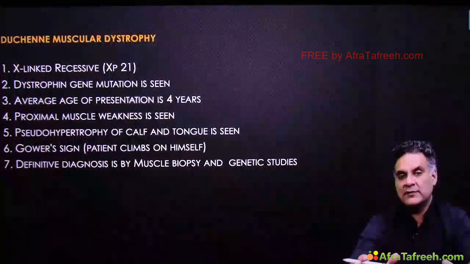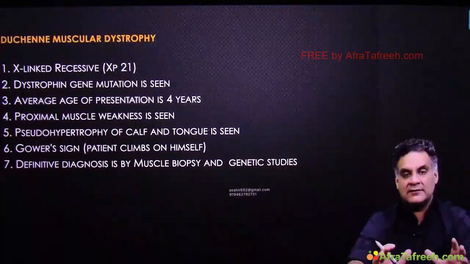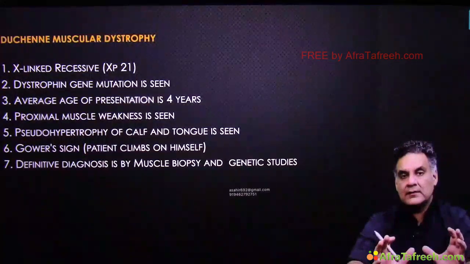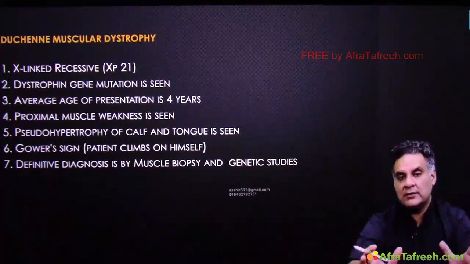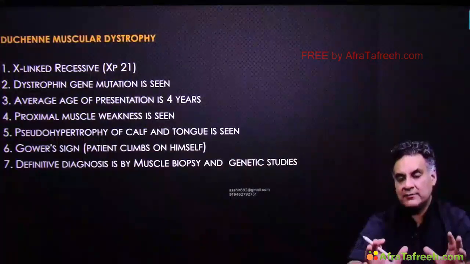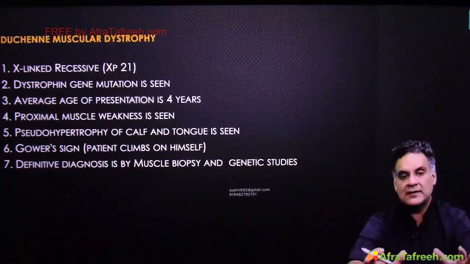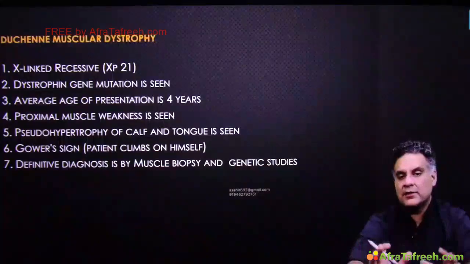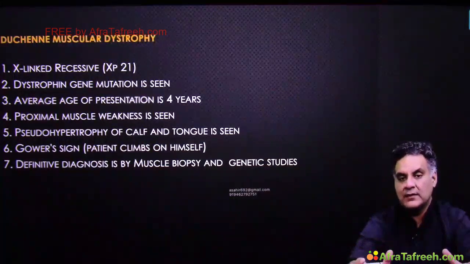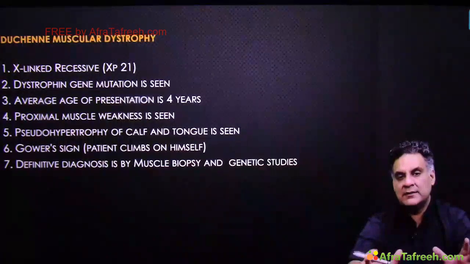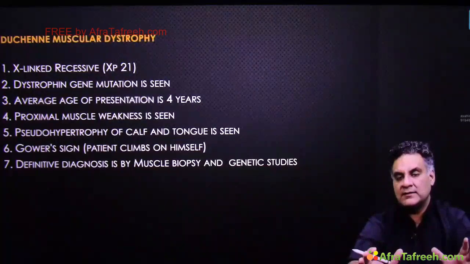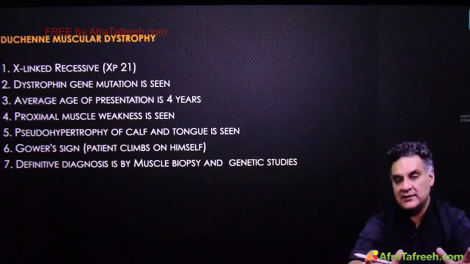Duchenne's muscular dystrophy is an X-linked recessive disorder. There is a mutation in the dystrophin gene, one of the largest genes in the human body. Average age of presentation will be less than 5, classically 4 years. Proximal muscle weakness is there. Pseudohypertrophy of calf and tongue is seen. Patient climbs on himself. Diagnosis is by muscle biopsy and the genetic studies.